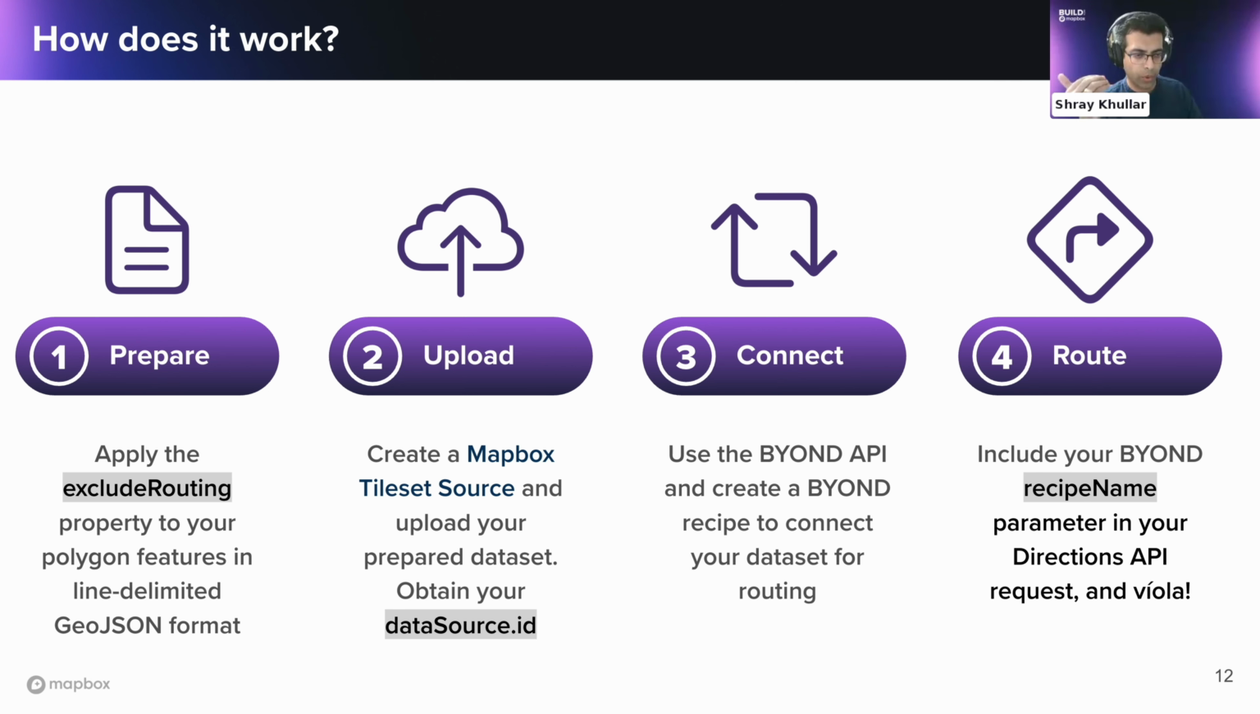Second step is you upload this to Mapbox to what we call a tileset source. This is where your custom data will sit very securely in Mapbox Cloud. Once the data is available, third step is you connect this data to Mapbox routing engines in the backend.